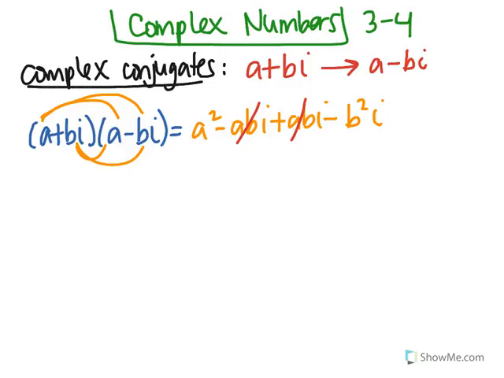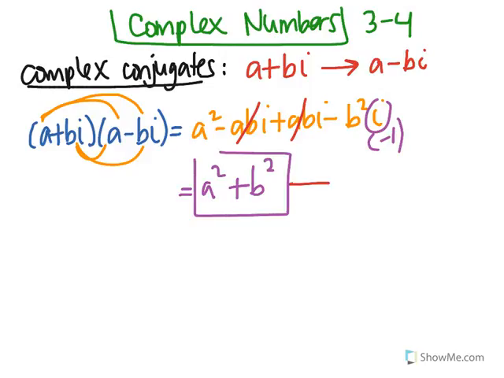And remember that i squared is -1. So I'm going to replace i squared with -1. So I end up getting a squared, and then minus a minus turns plus b squared. So this right here, there's no imaginary number with it, so this is a real number. So one of the most powerful things for a number and its conjugate is when you multiply them, you'll always get a real number.